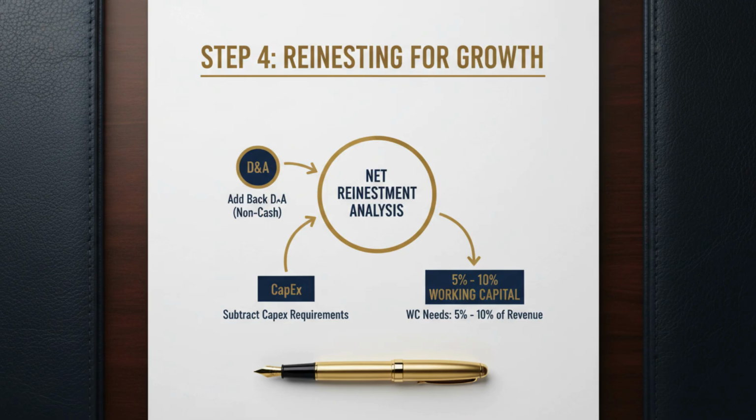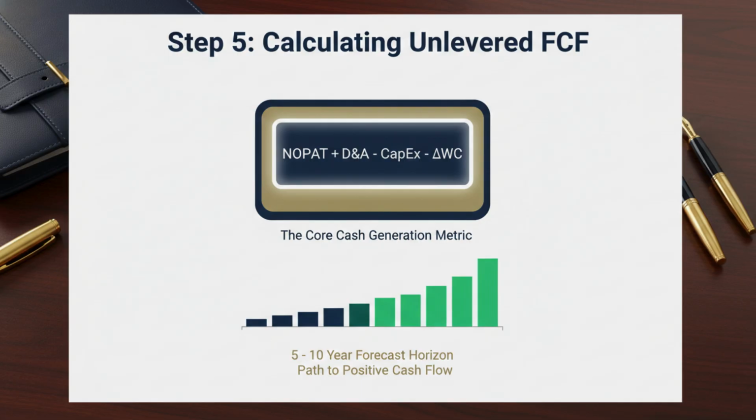We analyze the net reinvestment to see how much cash is actually free after the company pays for its own future growth. We've reached the core of the DCF, unlevered free cash flow. This is the cash actually available to be distributed to investors or reinvested. The formula is NOPAT plus D&A minus CapEx and changes in working capital. This number is unlevered because it ignores debt interest, focusing purely on the core business's ability to generate cash.